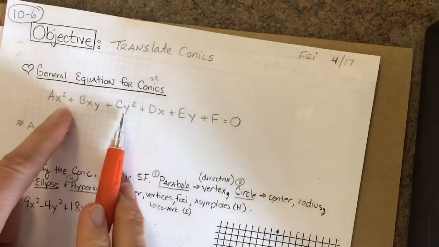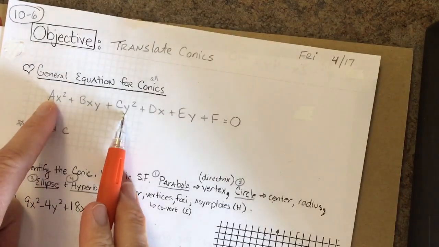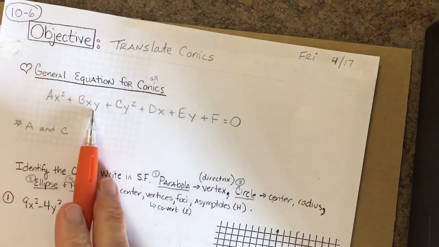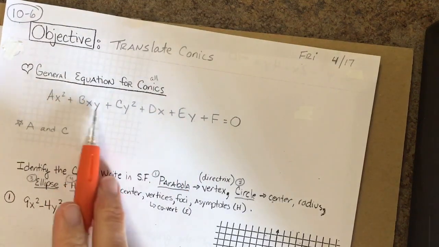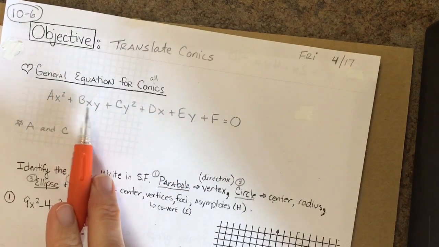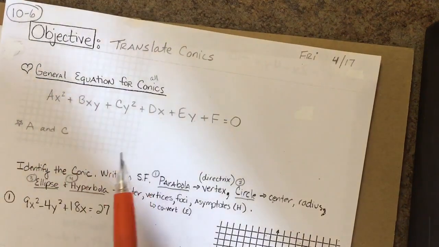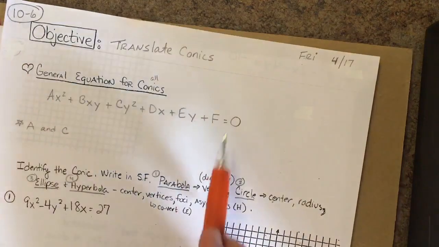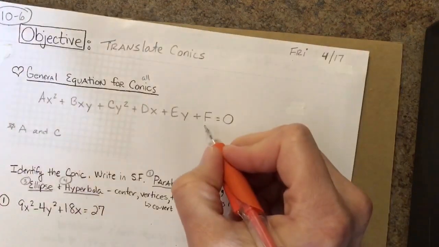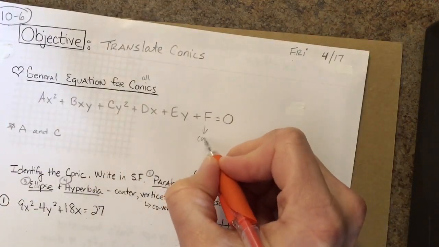You have 2 quadratic terms. You have 1, 2, 3 linear terms. However, we have not really had an xy term. Okay, that will slant something. And we either have things pointing up, down, left, or right. Right? And then f is the constant term.